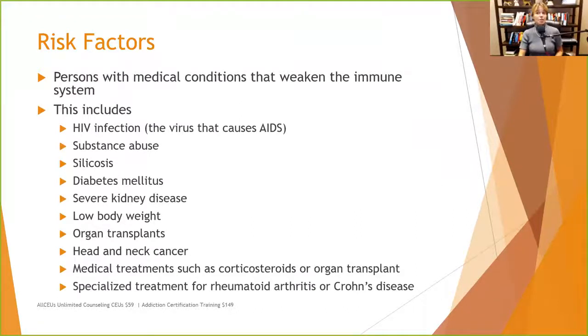And if you have conditions that weaken the immune system, you're at a higher risk for developing TB disease, let alone latent tuberculosis infection. So if you have HIV infection, even if it's not full-blown AIDS, if you have HIV infection and your immune system's compromised, then you're at higher risk. Substance abuse, silicosis, diabetes, severe kidney disease, low body weight, organ transplants, especially with anti-rejection drugs, can make your immune system less responsive, if you will. Head and neck cancer, medical treatments that involve the use of corticosteroids, or specialized treatment for rheumatoid arthritis or Crohn's disease, which we know are autoimmune disorders.